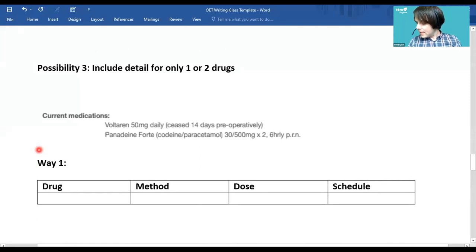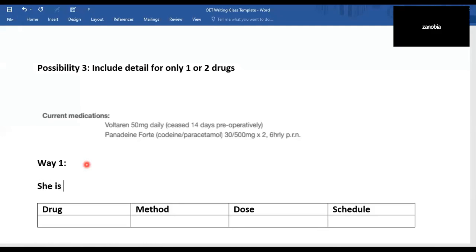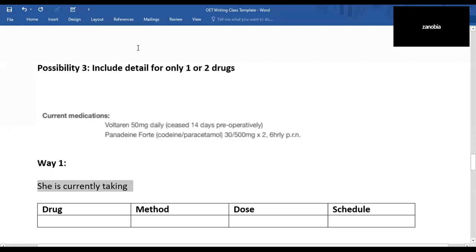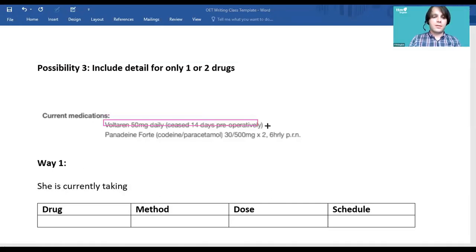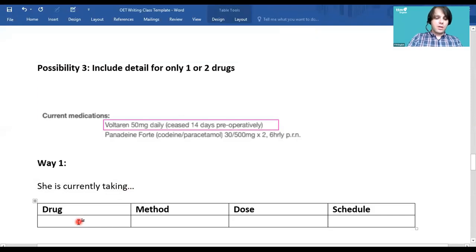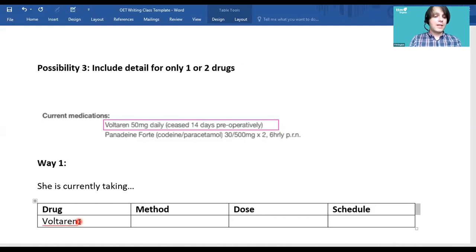So let me ask, Labina, are you there? Okay, let me ask Merlin. Sorry, it's me, Zenobia. Okay. Zenobia, go on. So she is currently taking, right? Okay. I've decided I'm going to use all of this. She's currently taking Voltaren. Just one second. So that's the drug, isn't it? The drug goes first. Is that the brand name or the generic name, Voltaren? The brand name. So I need the capital, yeah? I need the capital.